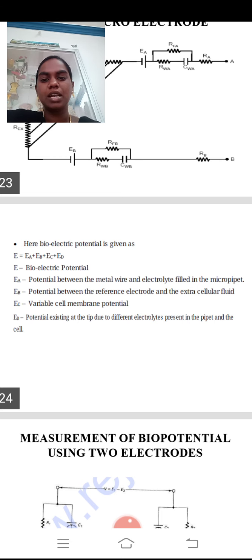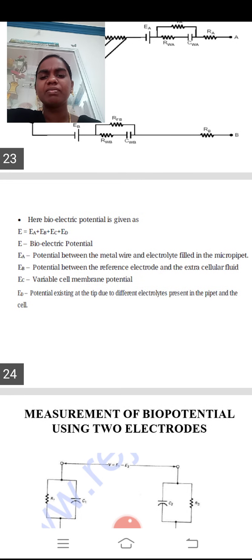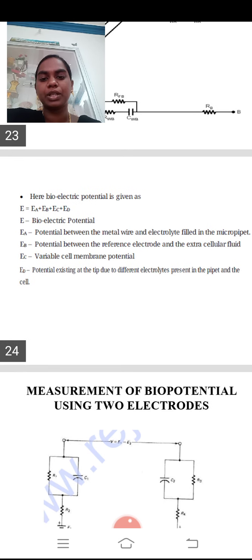EB is the potential between the reference electrode and the extracellular fluid. EC is the variable cell membrane potential. ED is the potential existing at the tip due to the different electrolytes present in the pipette and the cell.